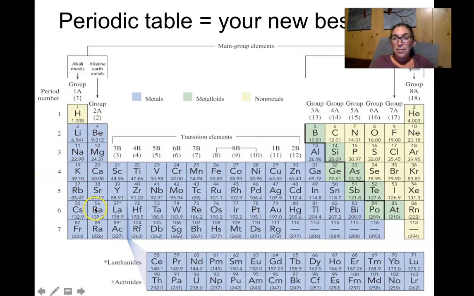So groups are columns. Rows, the horizontal rows, are called periods. So the first row is period 1, period 2, period 3, and so on and so forth. So that's a little bit about terminology to navigate the periodic table. All of these letters on the periodic table are the chemical symbols for the elements. So B is the chemical symbol for boron. This table doesn't have names on it, but the one that you can print off does have the chemical names. Si is silicon.